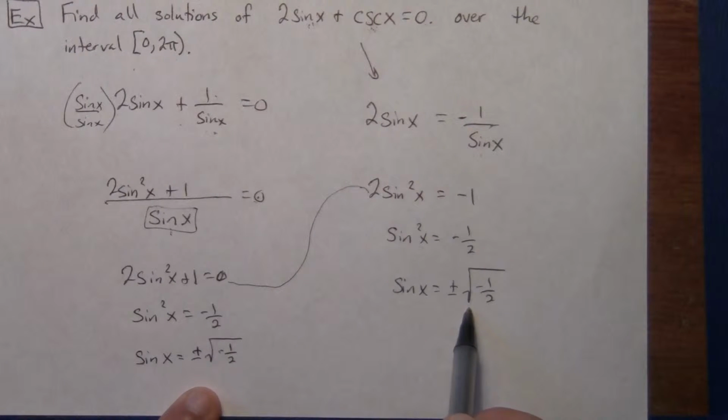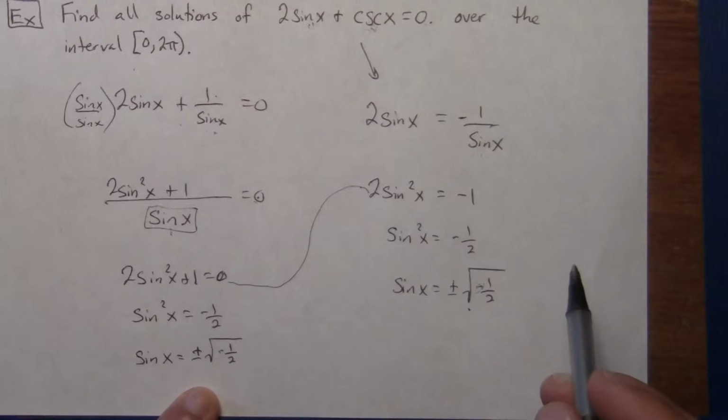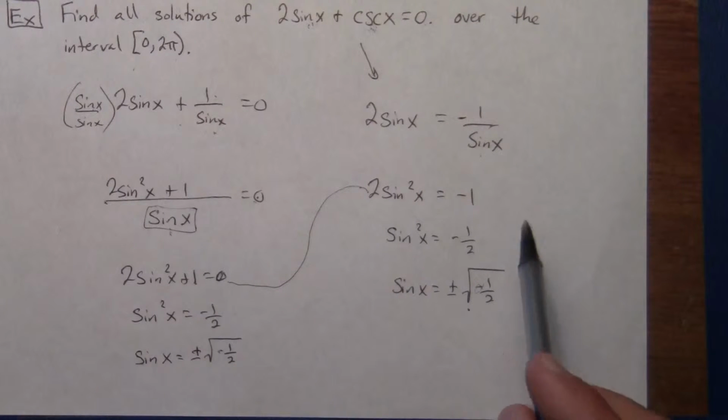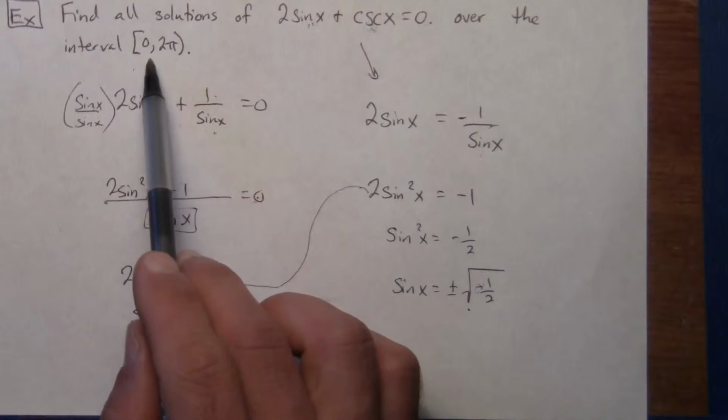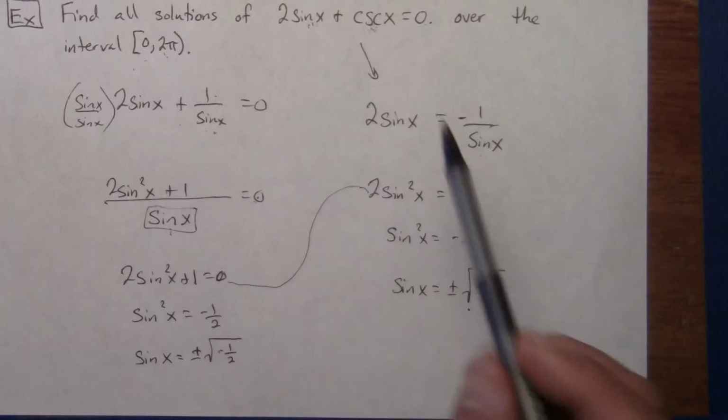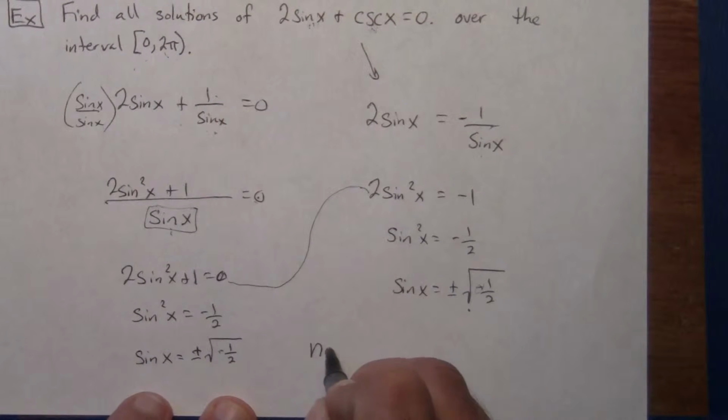I should. And then because I'm taking the square root of a negative number, I know I'm dealing with some sort of imaginary number, and we don't do that when we're dealing with 0 to 2 pi. I need to get a real number. So I simply have no solutions for this one.